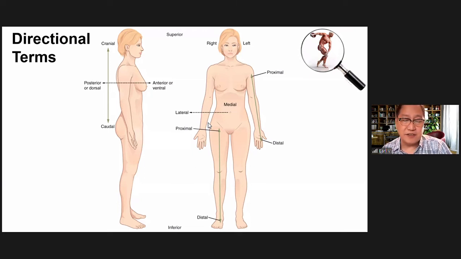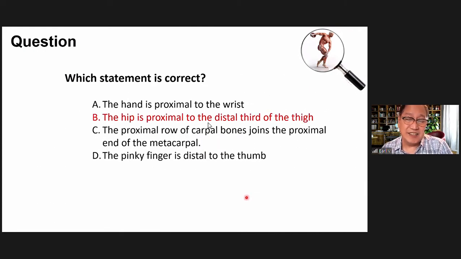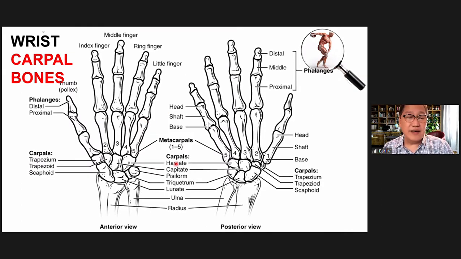Gets nyo or nakakalito? Nakakalito ba? So this is correct. It's not wrong. Right? What's the answer ba ulit? Wala nang naka-imik. Panalito tayo. Basta hip is proximal to the thigh, kahit distal third, proximal third, or middle third of the thigh. So it's always proximal. Okay, let's go to the wrist.